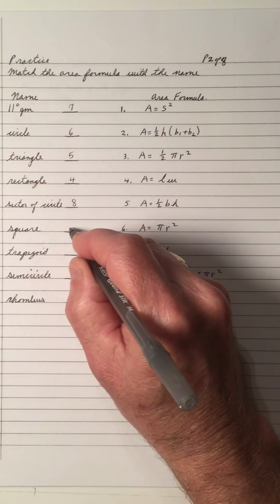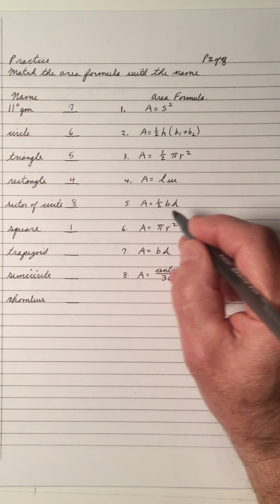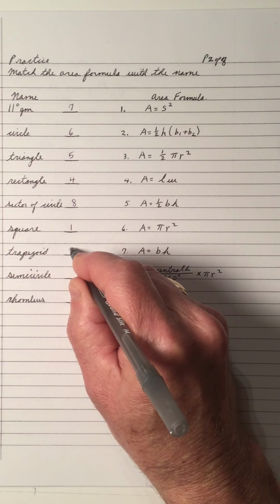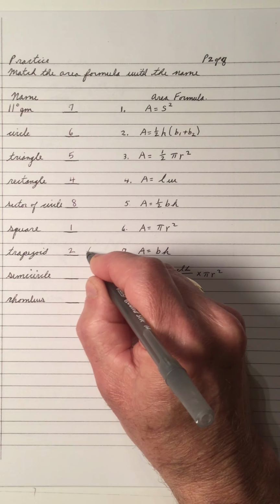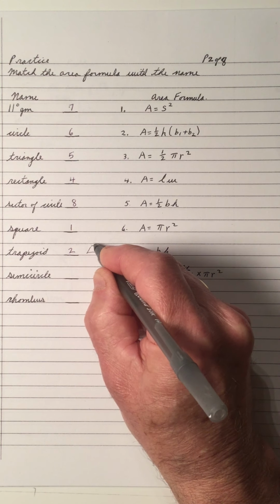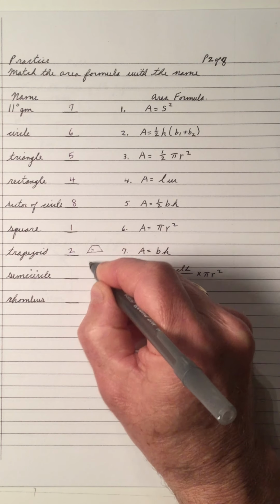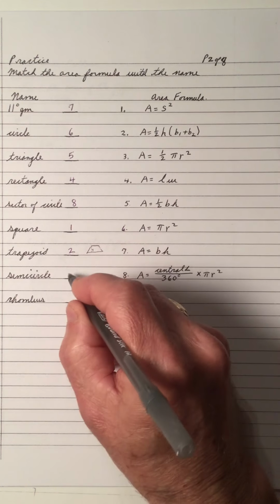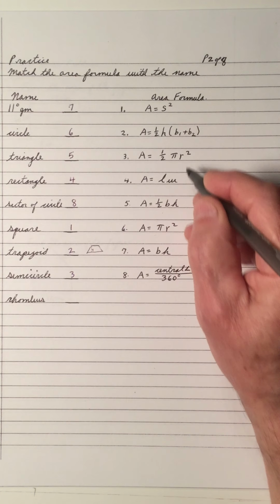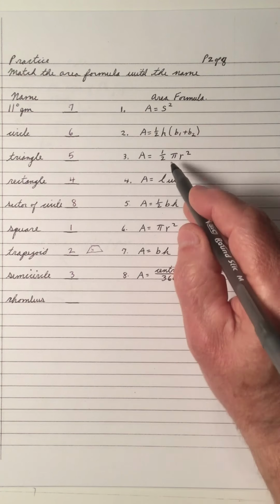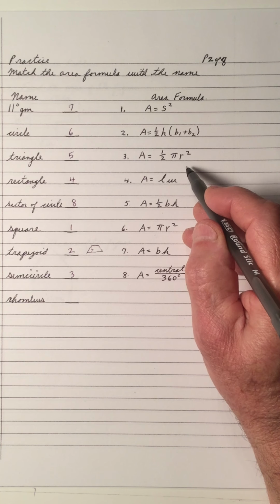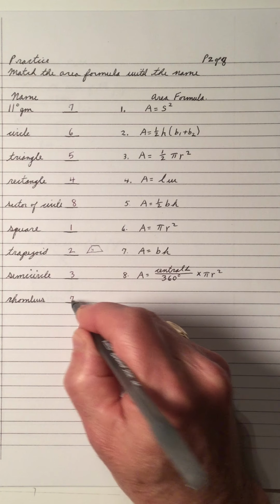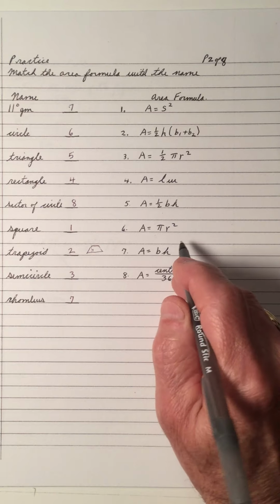or s squared. A trapezoid is half the height times the 2 bases, so it's number 2. Notice the trapezoid in this diagram: base 1, base 2, and the height is perpendicular to the base. And a semicircle is half a circle, so it's number 3, half of pi r squared. A circle is number 6, pi r squared, so a semicircle is half a circle. And a rhombus is the same as a parallelogram, and it should be base times height. Same formula.